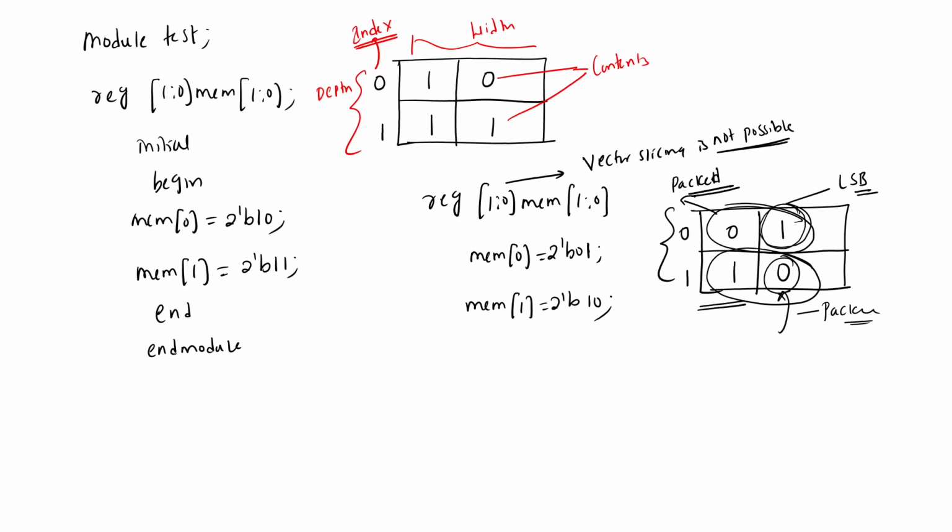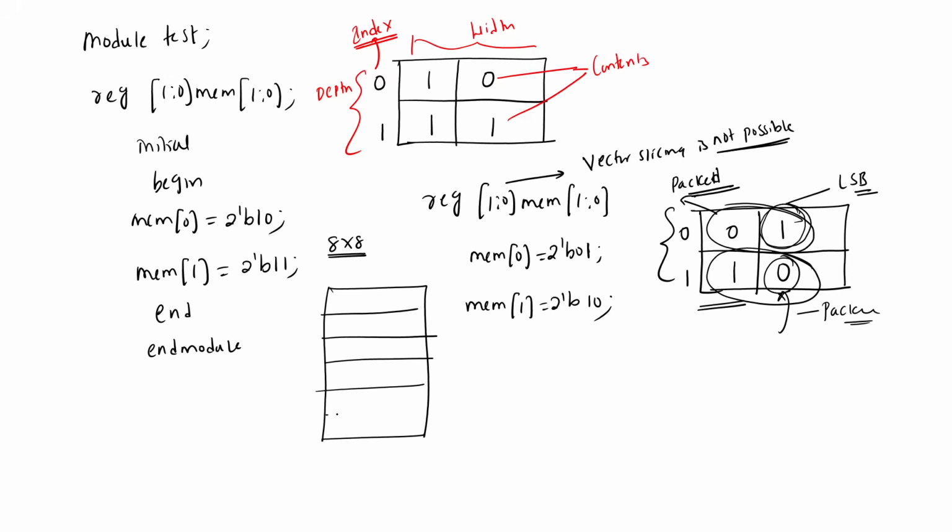Suppose an 8 cross 8 RAM is there. So 8 cross 8 RAM means total how many locations? 8 locations, from 0 to 7. Then we decide how much your memory is. This is actually 8 bytes. 1 kilobyte, 1 megabyte. A byte is actually what we call a group of 8 bits.